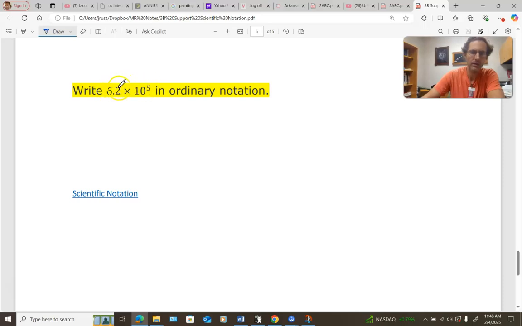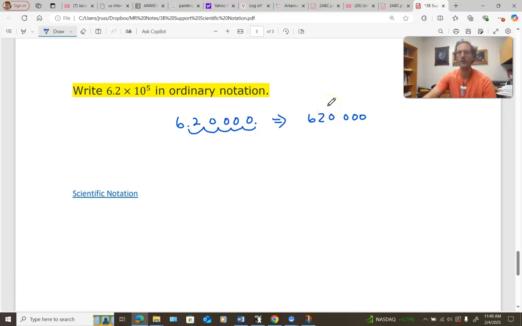Now this one's different. We've got our 6.2, but now we're multiplying it by 10 to the 5th power. Well, 10 to the 5th power is big, so I need to make this number bigger, which means I need to move that decimal to the right to make it bigger. Okay. So that's 6.2, I need to move that decimal to the right 5 times. So 1, 2, 3, 4, 5. Now I've got to fill in those empty places with zeros, okay? So now the decimal is at the very end, and if it's at the very end, we don't actually have to rewrite it. So this is going to become 620,000, I believe, in ordinary notation. Yeah, that's right. Okay.